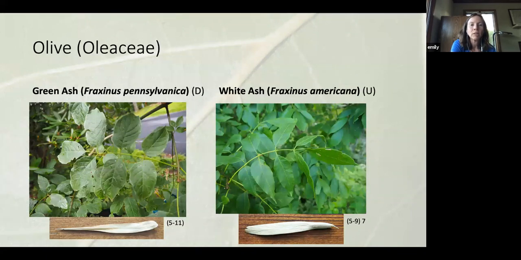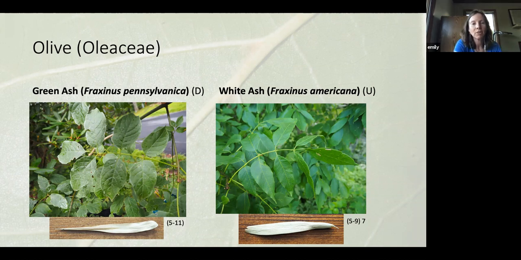Your other compound leaf associated with opposites is going to be a pinnately compound leaf, and that's going to be found in the olive family. Here I have the green ash, which is Fraxinus pennsylvanica, and the white ash, Fraxinus americana. And the good news is, because they're opposite branching and it's pinnately compound, you already know that you've got an ash. The bad news is it's really hard to tell these two apart when you just have vegetation.